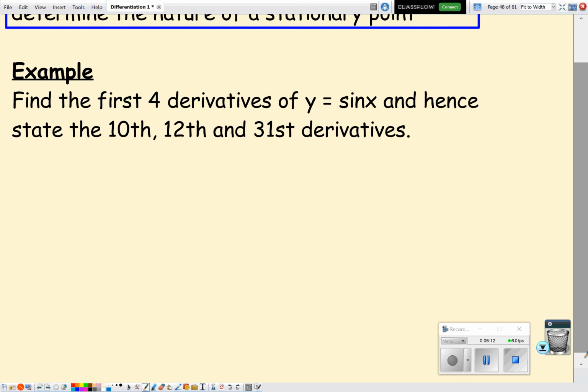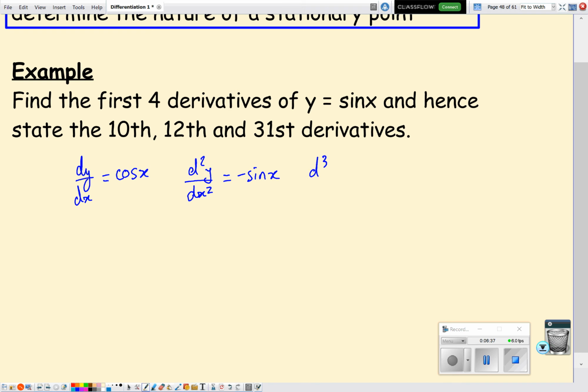The thing about the trig functions is we know the derivatives are cyclic, so we know that the first derivative dy by dx is going to be cos x. This is all from Higher. We know the second derivative, though we've never really used it with this notation. The second derivative is the derivative of cos x, so minus sin x.